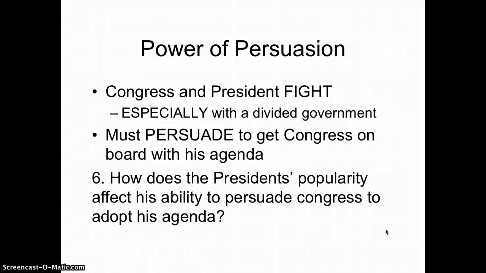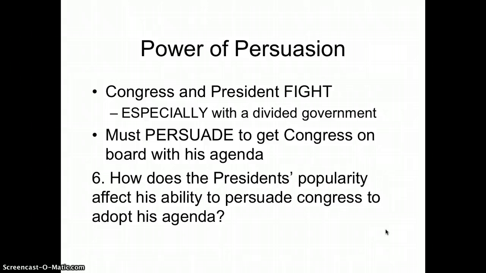Now, the more popular a president is, the easier it is for him to persuade Congress to adopt his agenda. This usually takes place at the beginning of the presidency, as we know, because that's when popularity is the highest. And as it drops over time, as people become less happy with their presidents and realize that they're still only human and can make mistakes and might not do everything you want them to, then Congress usually gets a little more say in what's going on.